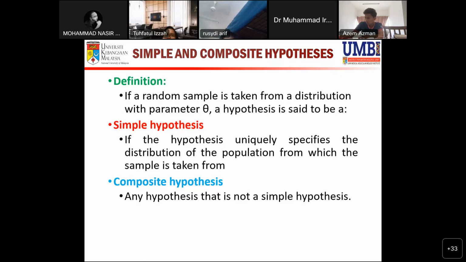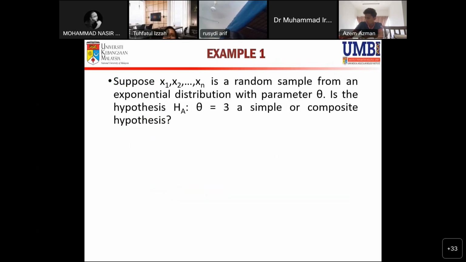So as an example, let's look at how we can solve this problem. Suppose, for example one, that we have a random sample from exponential distributions, x1, x2 until xn, with certain parameter theta. In this case, we say that the parameter value under the alternative hypothesis is equivalent to 3. So do you think so? We need to examine whether this alternative hypothesis is a simple or composite hypothesis.